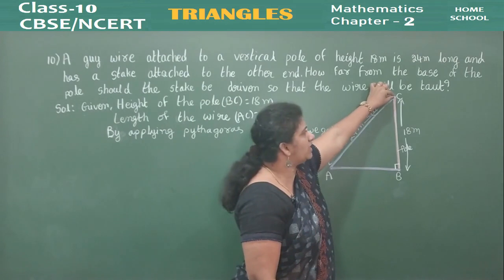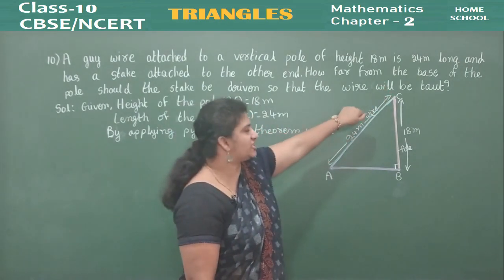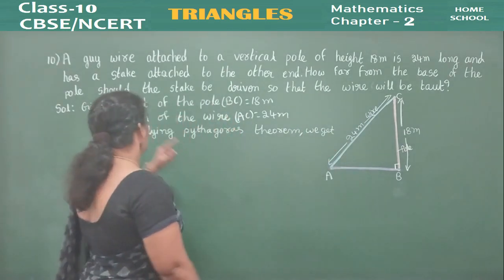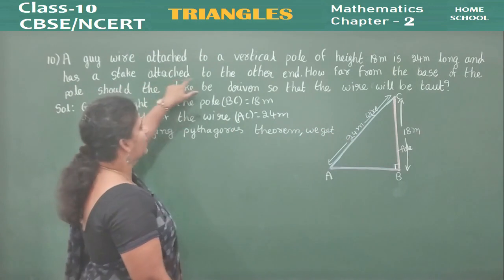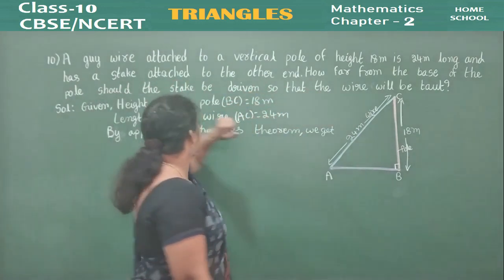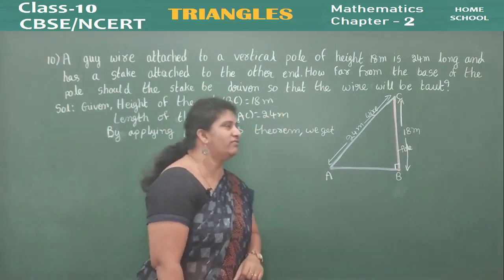Look here, the blue line, this is the wire I am holding. I am stretching the wire. What is its length? 24 meters. And it has a stake attached to the other end. How far from the base of the pole should the stake be driven so that the wire will be taut?